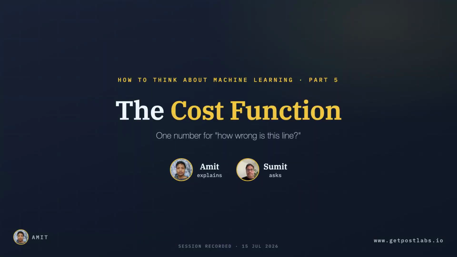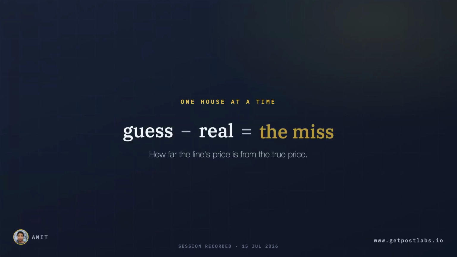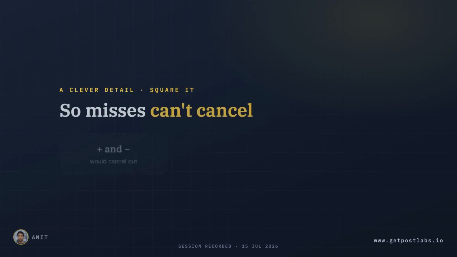To shrink the error, we first have to measure it with a single honest number. That number has a name, the cost. The whole job of training is to make the cost as small as possible. Start with one house. The line guessed one price, the real price was another. The difference between them is the miss. Simple. Now a small but clever detail.